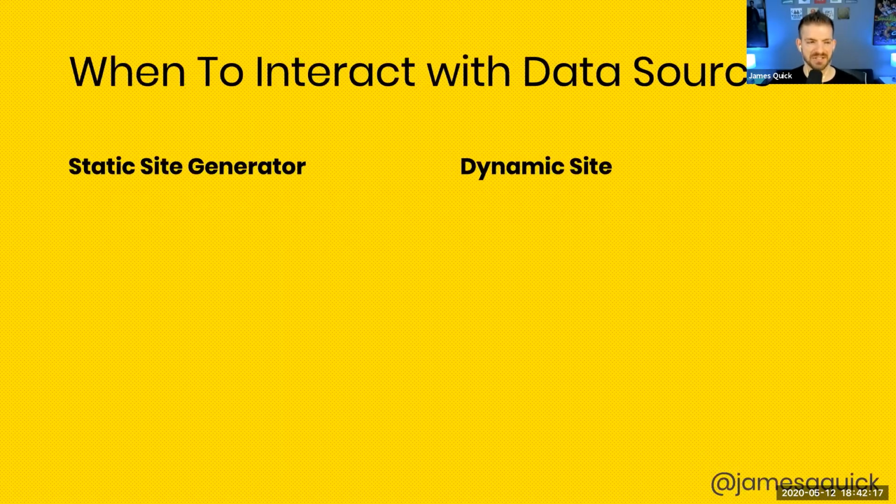With a static site generator, you interact with your data source at build time. So in your build step with a static site generator, what it will do is go to the data source, whatever that data source is. It will grab all the information that it needs, and it will use that, at build time, to build the static HTML pages for those blog posts, if that's the example of the data that we're looking at.